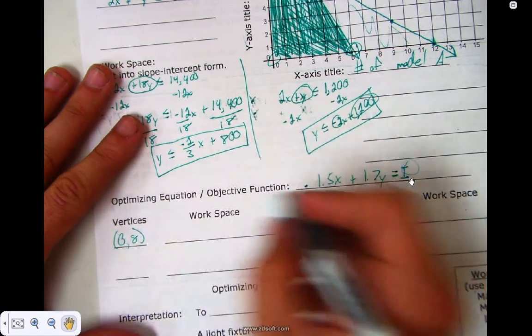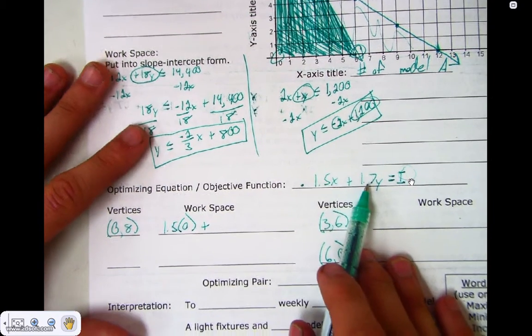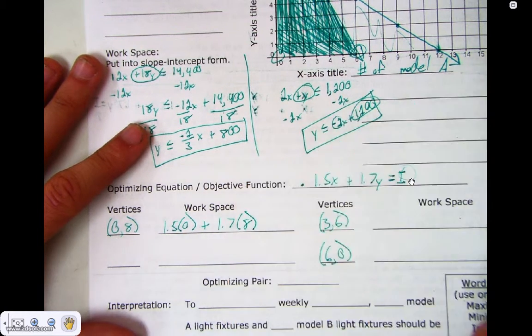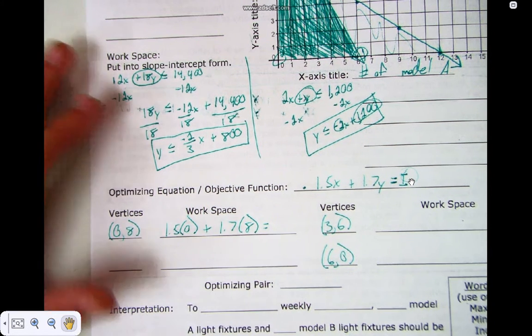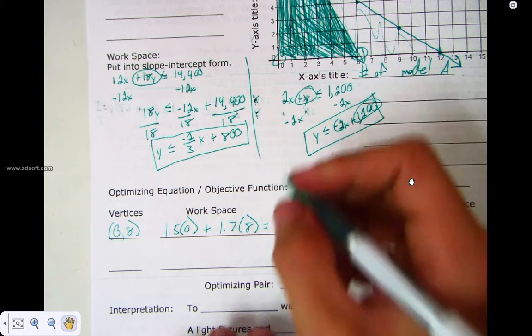So if I have 0 for x, I've got 1.5 times 0 plus 1.7 times 8 for my y equals, well, 1.7 times 8. Oh man. Let's see. Maybe I can get a calculator, or maybe I can get lucky and find a paper sitting around here that I already worked earlier today. No luck so far. Alright, here we go. Got one. So that looks like it should equal 13.6.